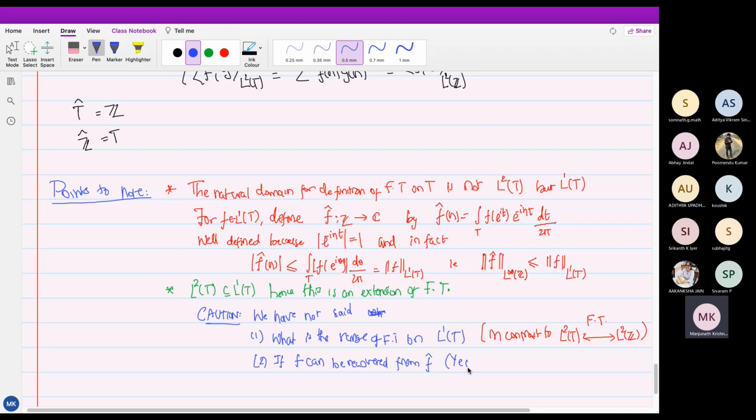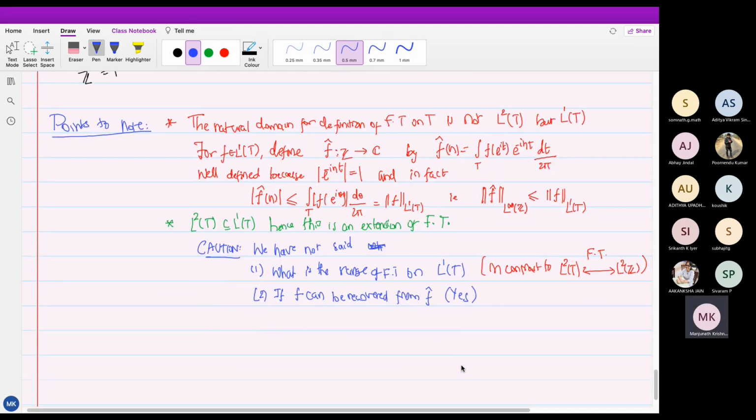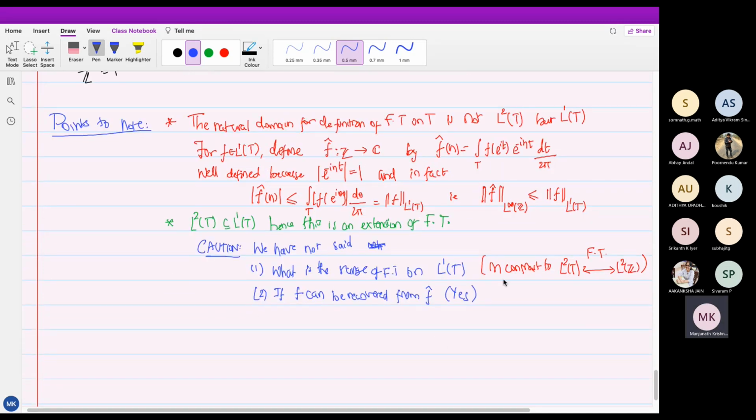The answer is yes. Yes, it can be recovered from f hat. In other words, that is Fourier transform from L1 of T. We don't know the exact range, but we know that it maps into functions on Z which are bounded, at least L infinity. Let's just for the moment write that the map into L infinity of Z is injective. I have not proved this, but I'm just mentioning it at the moment. It is true.